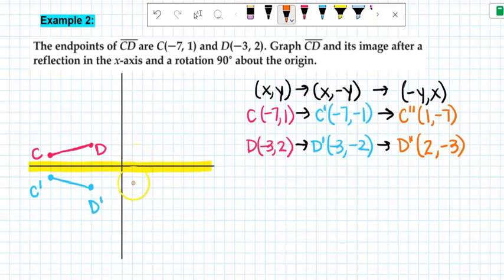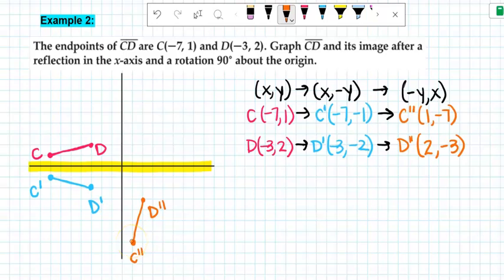So 1, 1, 2, 3, 4, 5, 6, 7. C's all the way down here. And 2, -3. Okay, so a couple things we can do to check our work on our rotation. One, is the segment the same length? We can tell because they're like 4 blocks apart, but 1 block down. And that's the same thing here for our orange one.